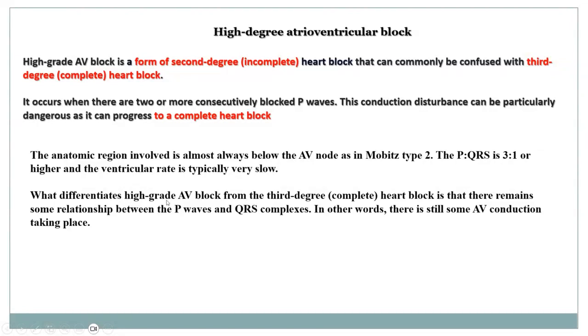What differentiates high degree atrioventricular block from third degree? We don't do any exercise for someone with third degree or complete heart block. The difference is that there remains some relationship between the P wave and the QRS complex. Still, there is some relationship. In other words, there is still some atrioventricular conduction taking place.